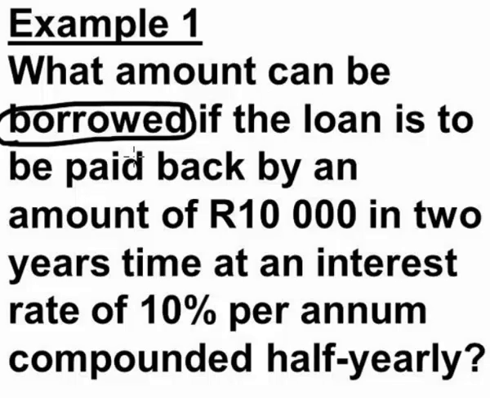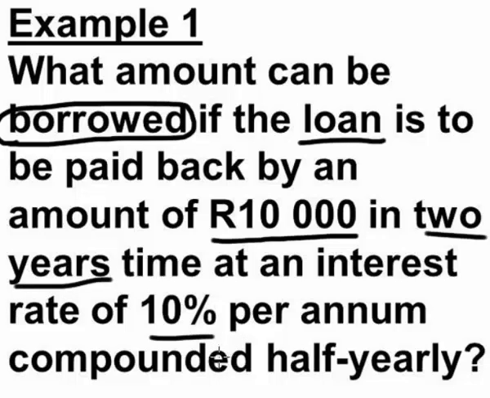What amount can be borrowed if the loan is to be paid back by an amount of 10,000 Rand in 2 years' time at an interest rate of 10% per annum, compounded half yearly? Okay, so the thing is, we're dealing with one amount. It's going to be paid off in 2 years. So if I draw a little timeline, just to illustrate what's going on.